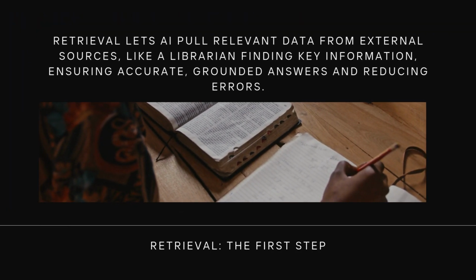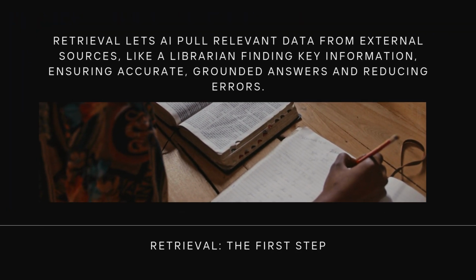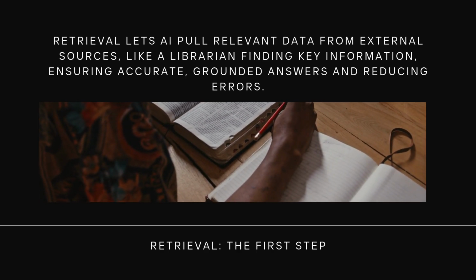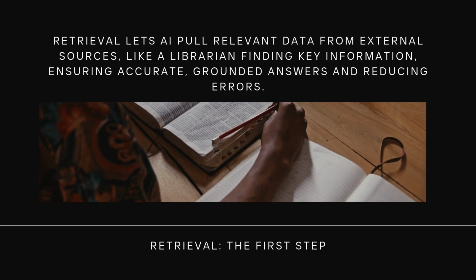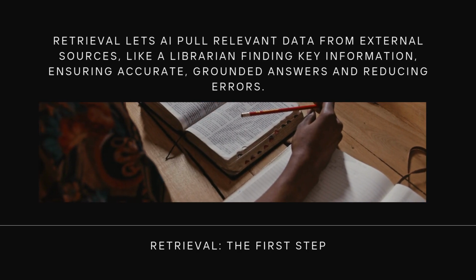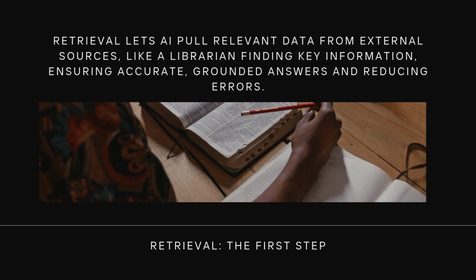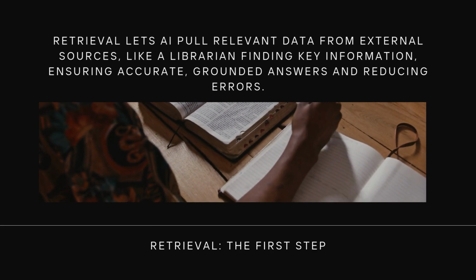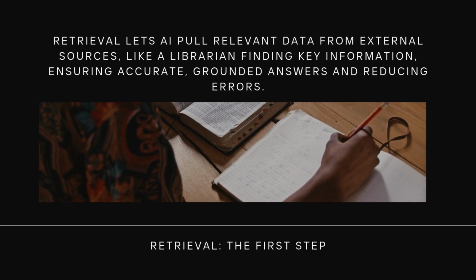Let's dive in. Let's start with retrieval. Imagine you're asking a question to an AI model. Instead of generating an answer solely from its pre-trained knowledge, the model first retrieves relevant documents, snippets, or data points from external databases, APIs, or indexed knowledge bases. This retrieval step acts like a librarian searching for the most relevant books or articles before answering your query.